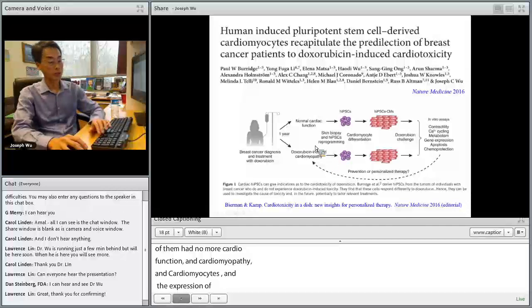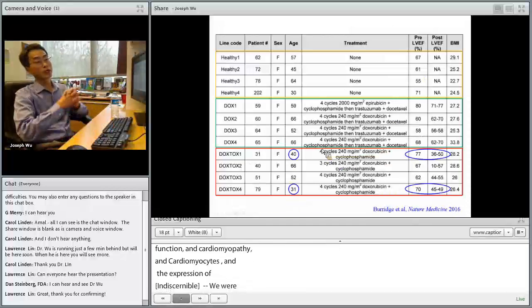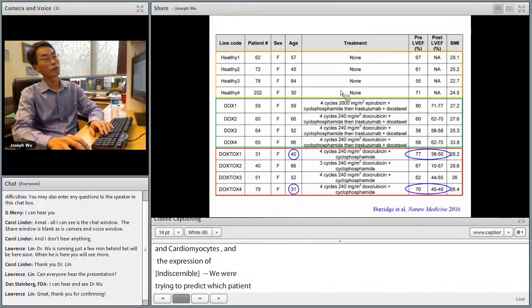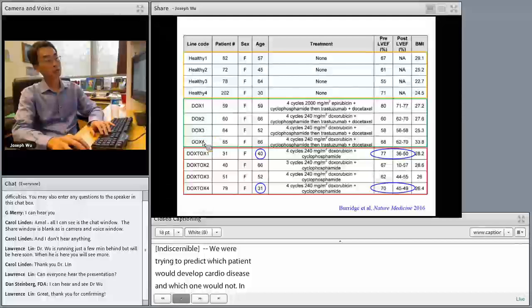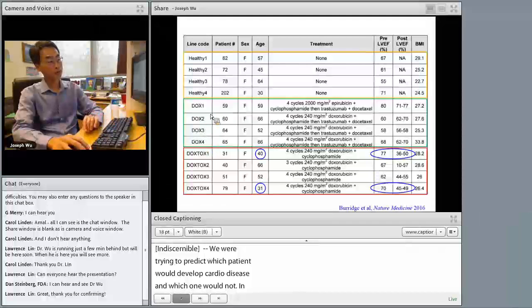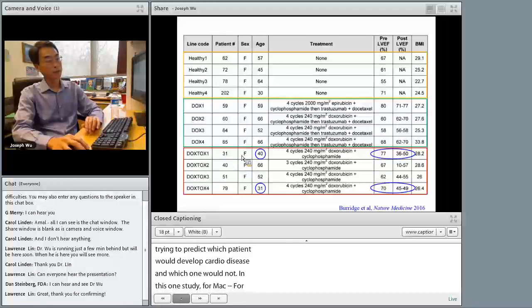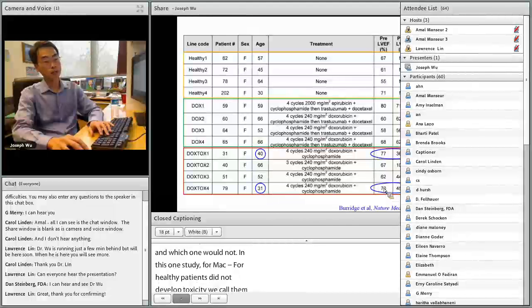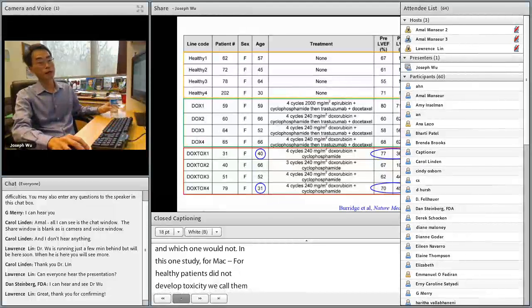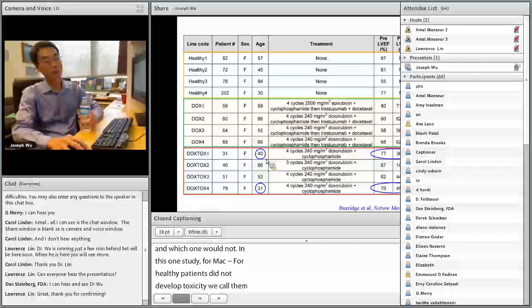In this particular study, there were 4 healthy patients, and 4 breast cancer patients who had doxorubicin but did not develop cardiac toxicity, which we call dox. 4 of them did develop cardiac toxicity, which we call dox-tox. For example, here you have a 31-year-old woman whose ejection fraction went from 70 down to 45. And likewise, you have a 40-year-old woman whose ejection fraction went from 77 down to 36.